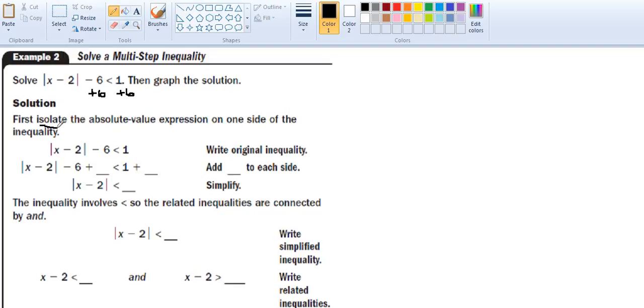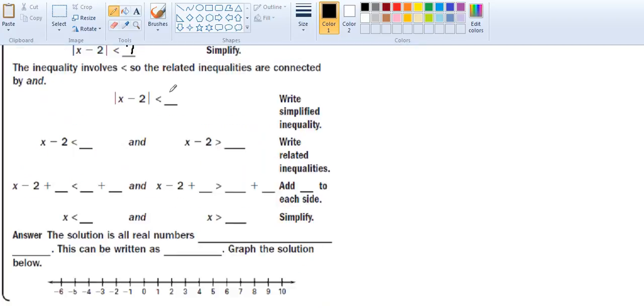So the first key is isolating this absolute value expression, okay? So to do that, to get rid of minus 6, you add 6, and you add 6. And what that leaves you with is absolute value of x minus 2 is less than 7. From here, this is pretty good practice.